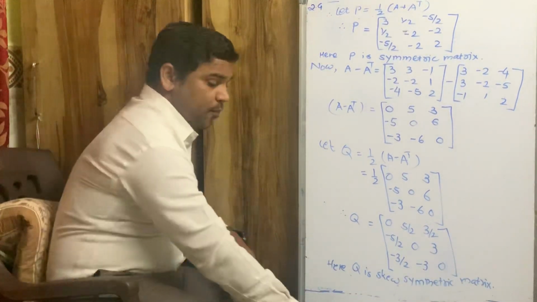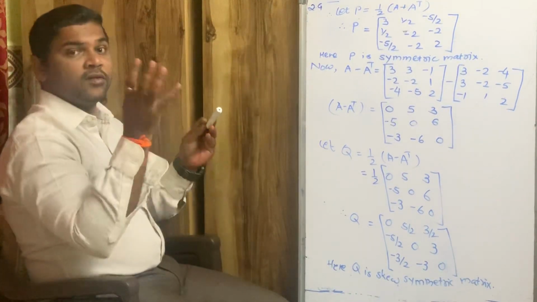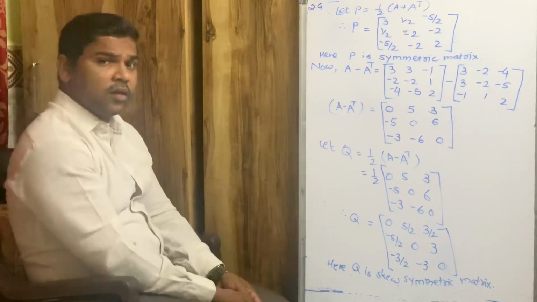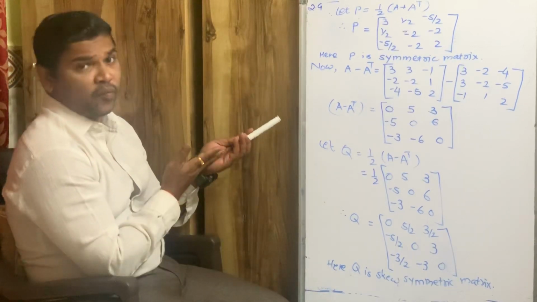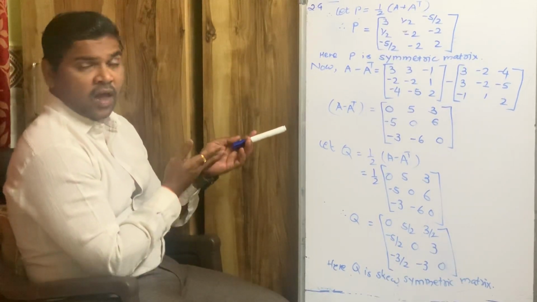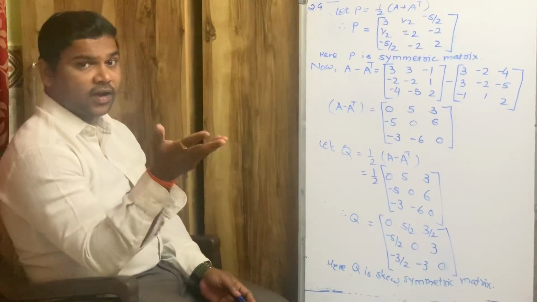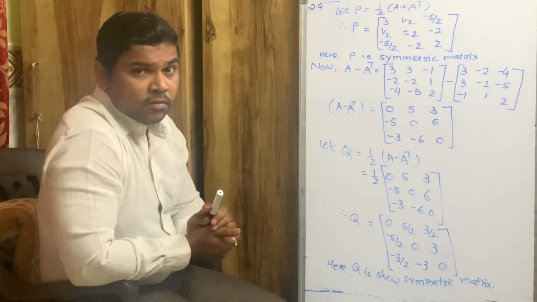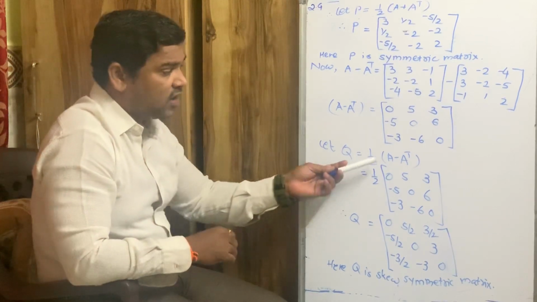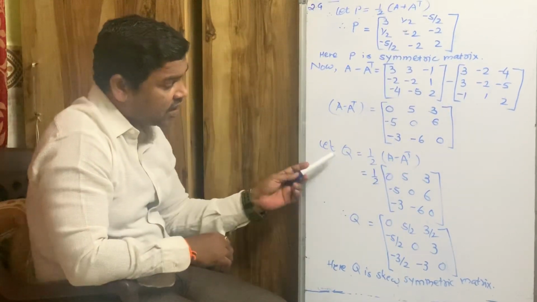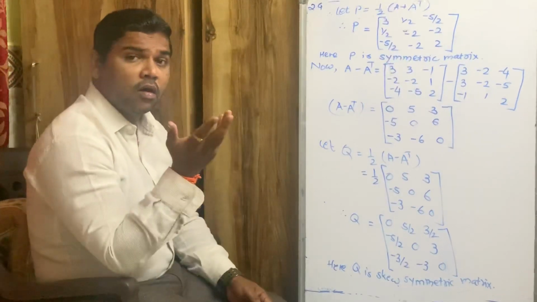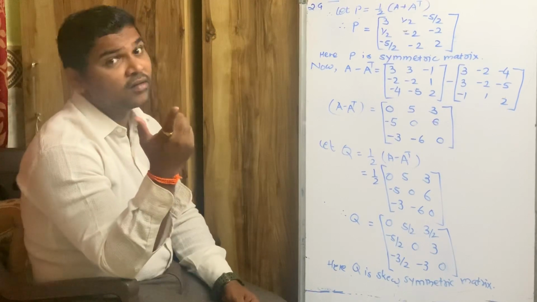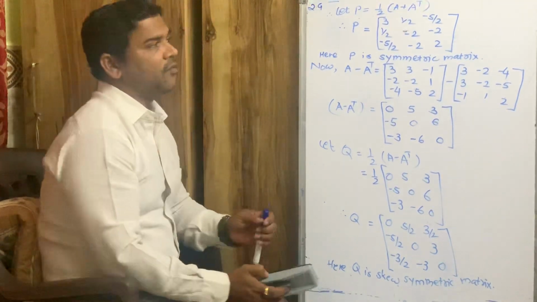Now we have to express A as symmetric plus skew symmetric. So P is symmetric and Q is skew symmetric. And just now we have written that A is equal to half of A plus A transpose, so half of A plus A transpose plus half of A minus A transpose. Half of A minus A transpose is nothing but Q. So what we have to write: A is equal to P plus Q, where P is symmetric and Q is skew symmetric. Okay, that will be our final answer.